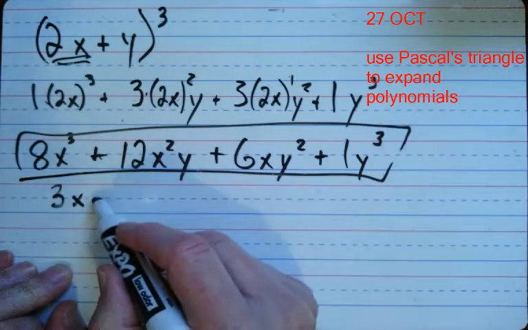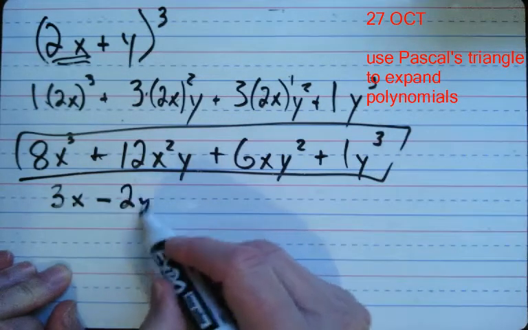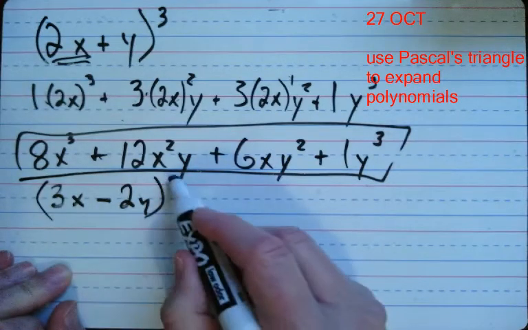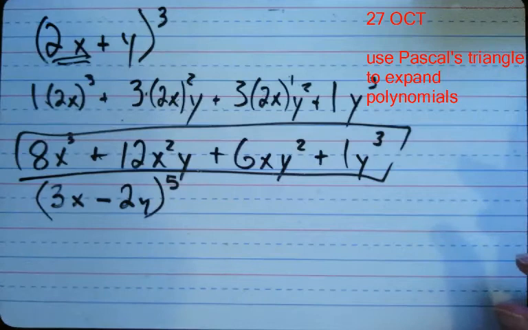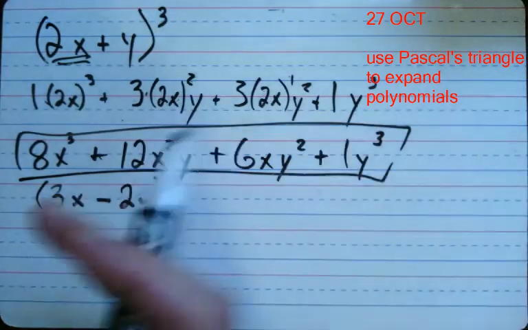What if we did 3x minus 2y and we did it to the fifth power? Oh my goodness! Fifth power? What's that going to be?